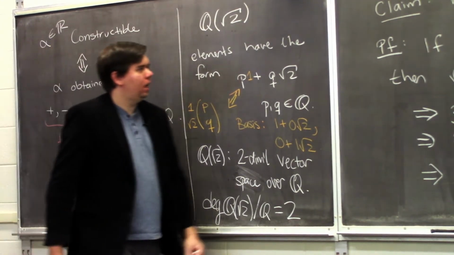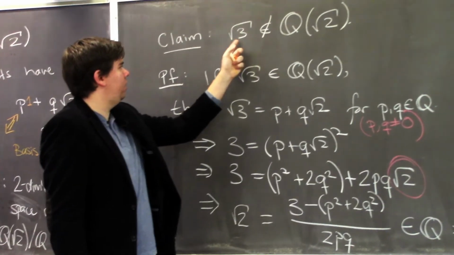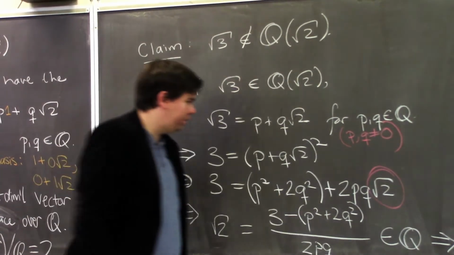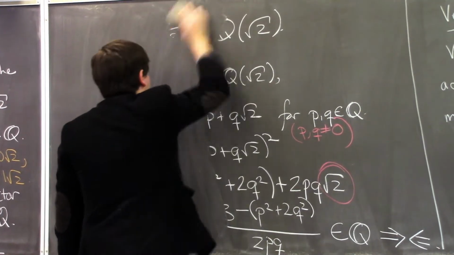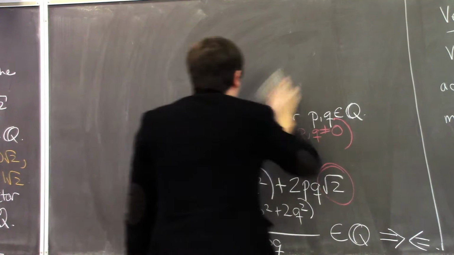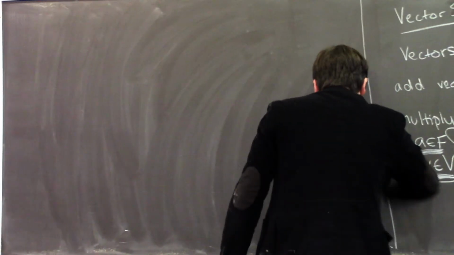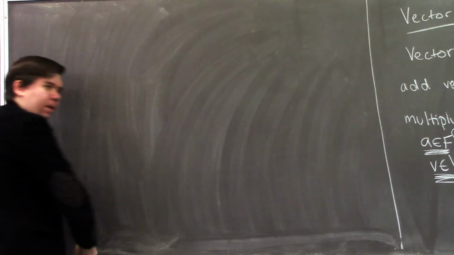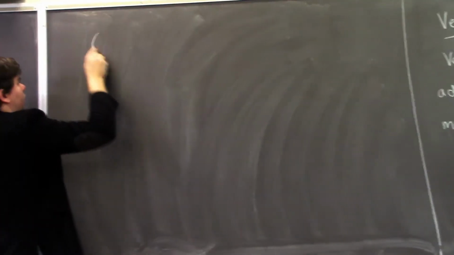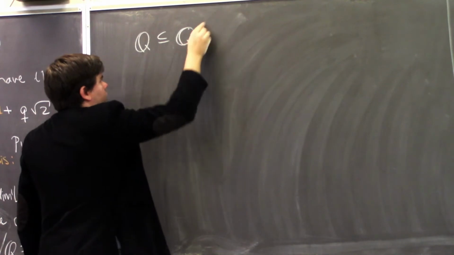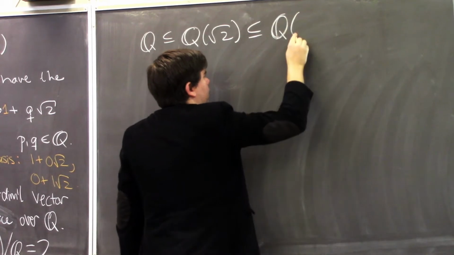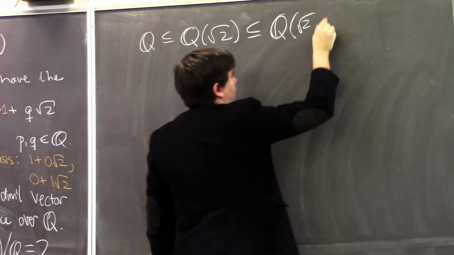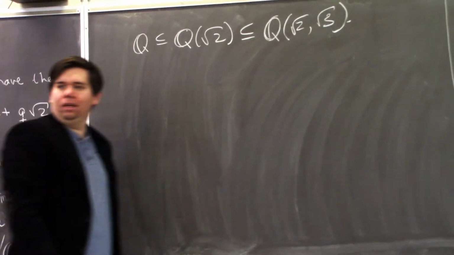Good. I said the square root of 3 is not inside of Q extended by root 2. So what I want to do now is say, well, if the square root of 3 is not in there, what happens if we throw him in? So we had that Q was sitting inside of Q square root of 2. What I want to do now is look at Q extended by the square root of 2, but then also extend it by the square root of 3.